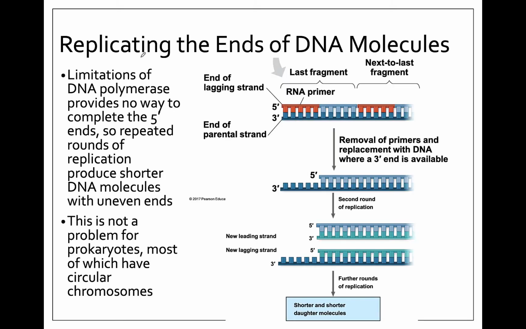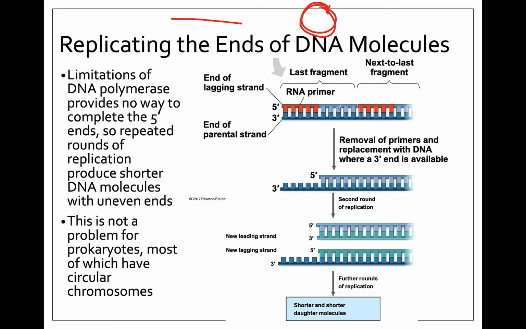Remember that eukaryotes have linear chromosomes. Prokaryotes actually have circular chromosomes, so they can start at one end and go all the way around when they replicate, and they don't have this problem with replicating their ends. However, eukaryotes, when they replicate the very last Okazaki fragment on the lagging strand, are going to have an issue.